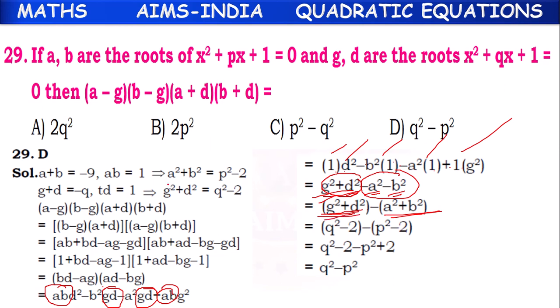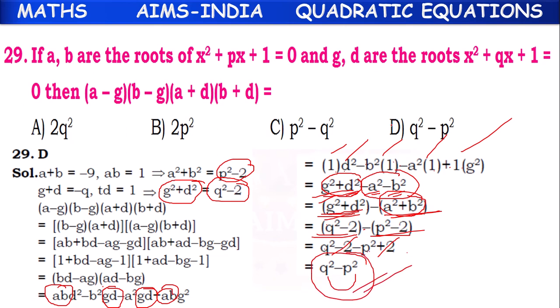But the γ² + δ² value we have already calculated, which is equal to q² − 2. The α² + β² value is p² − 2. We have these two values. So q² − 2 − p² + 2, the −2 and +2 cancel. q² − p² is the answer. So option D is correct.